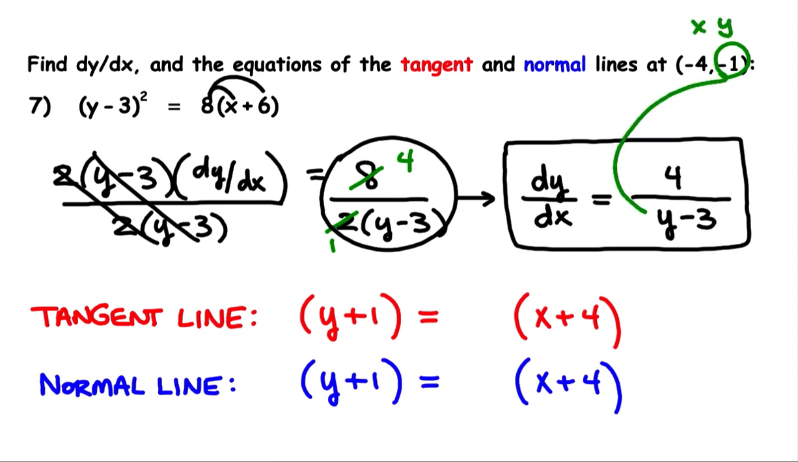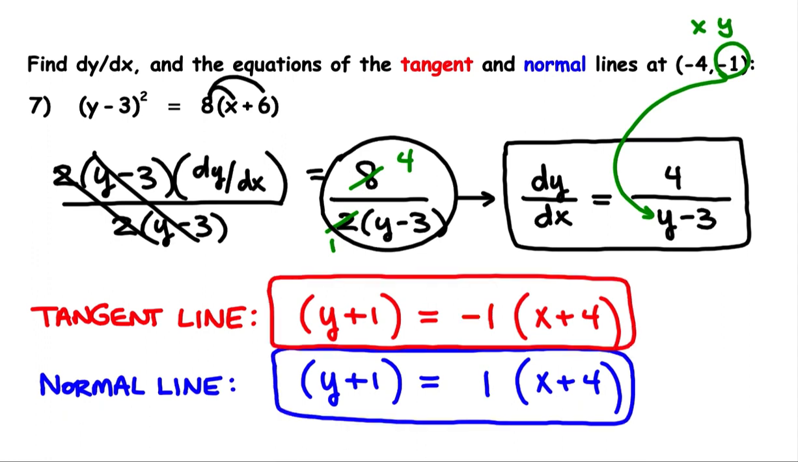So in it goes, -1 minus 3. That's going to be 4 over -4, which is -1. So the slope is -1. And then the normal line, the reciprocal of -1, is just +1. And that's it. Now, obviously, you don't have to write the 1s. You do need the negative sign on the tangent line.